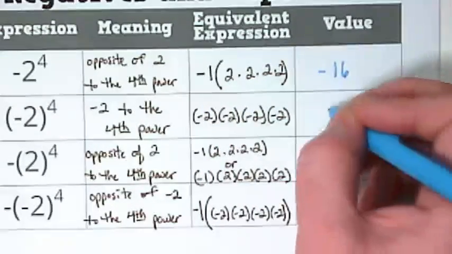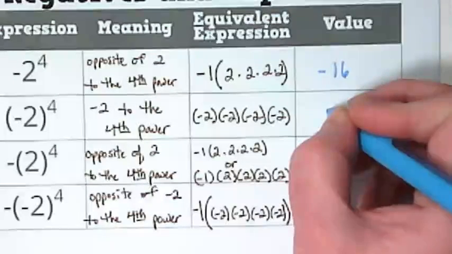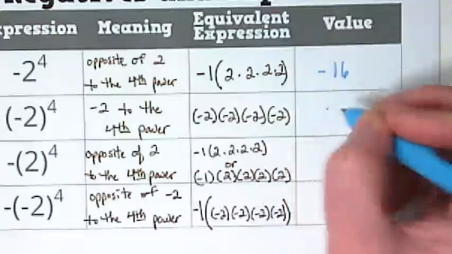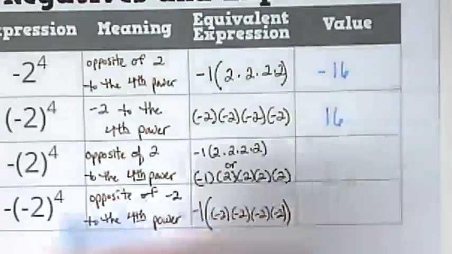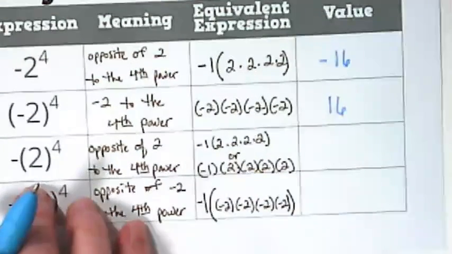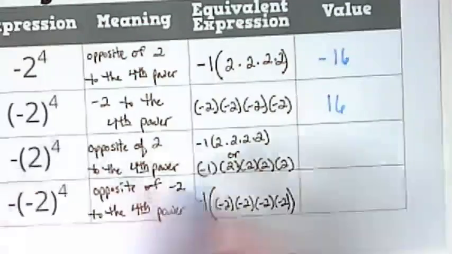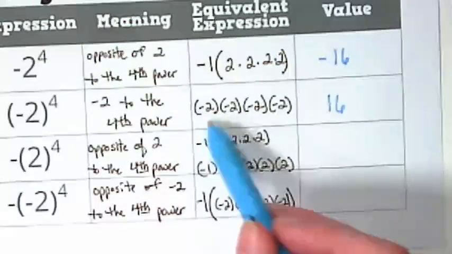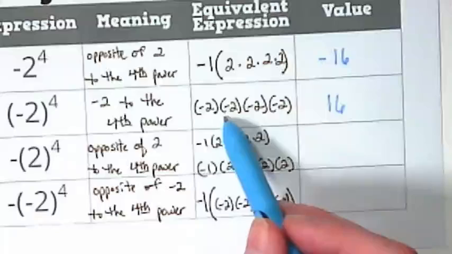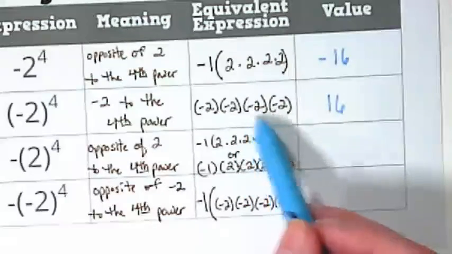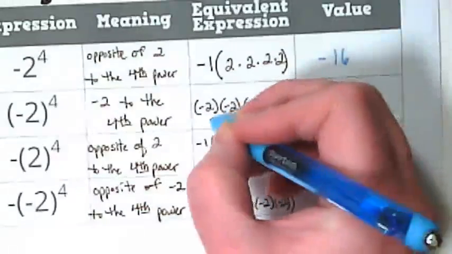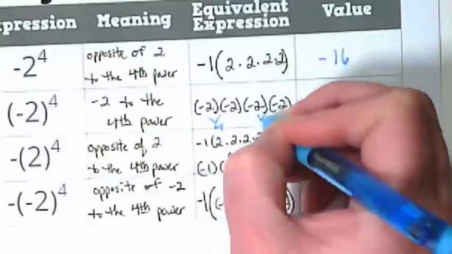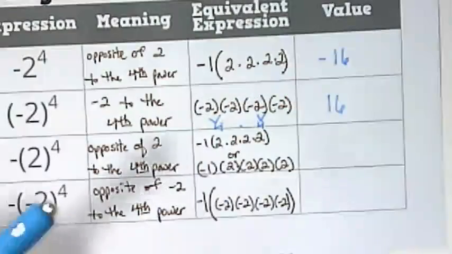The second one is, Dan, what do you think? It is a positive 16. This is positive 16 because we have negative times negative, which is positive, times negative, which is negative, times negative, which is positive. Or the way I think of it, I think of this as 4 and this as 4, and then they go together.